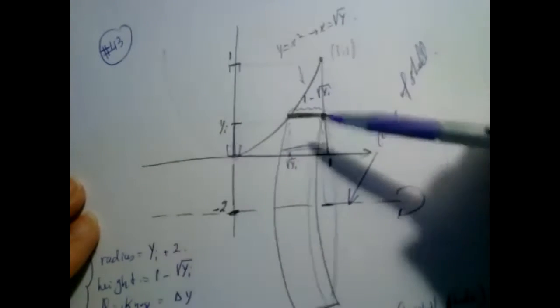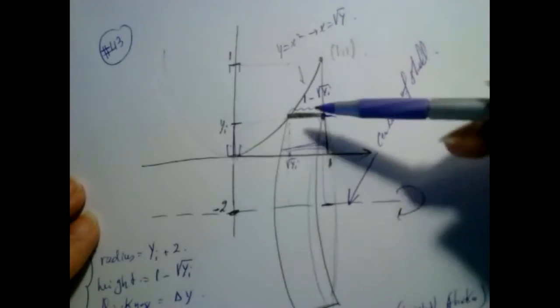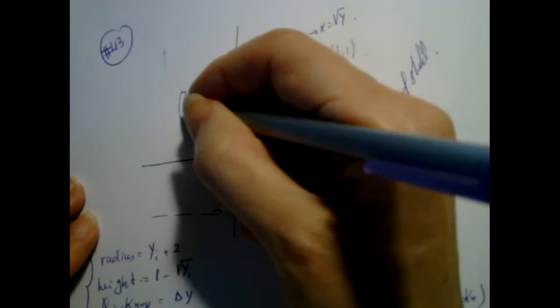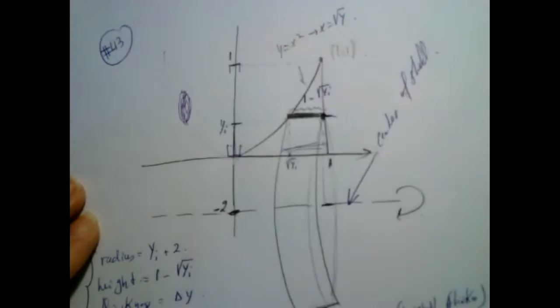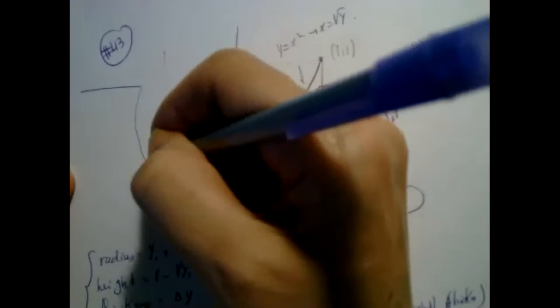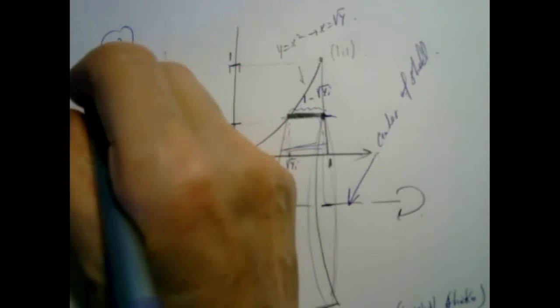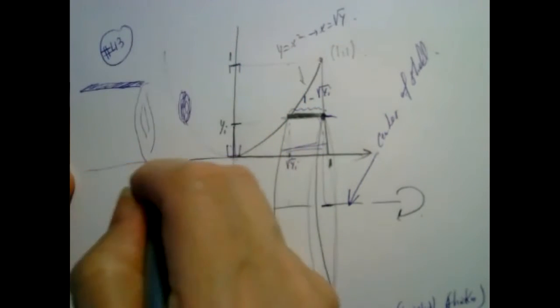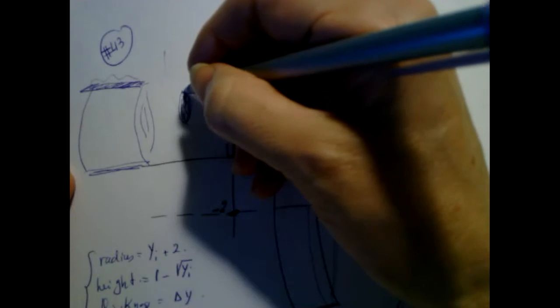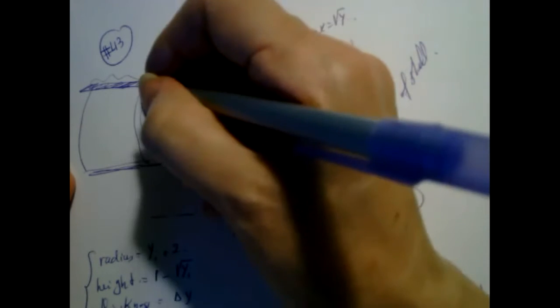Shell. Yeah. You just think about what you're getting when you're rotating. Remember, in the washer, the height is tiny. The height is the delta y in the washer. In the shell, this is the height, the distance from here to here, and the delta y is the thickness of the shell. In the washer, the height is this little delta y.